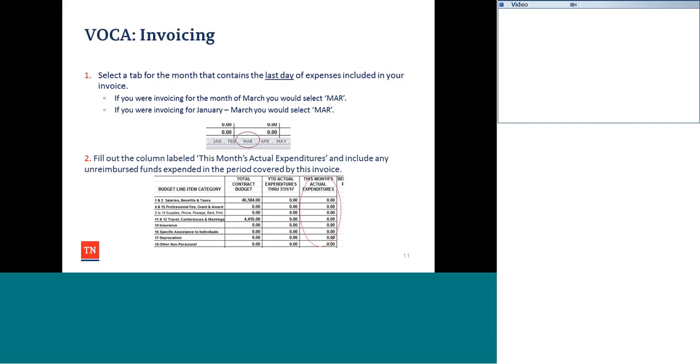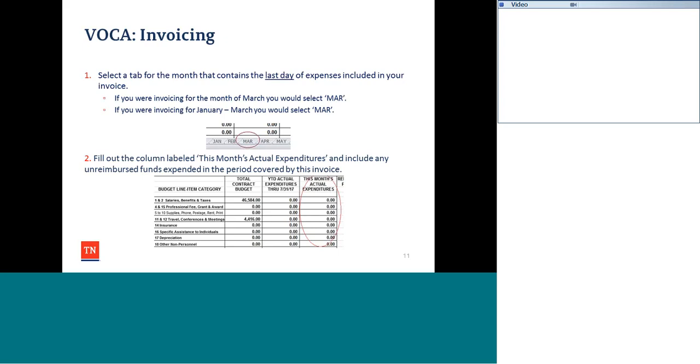So to submit your invoice, you're going to look at the tabs and select the last day of expenses. For example, if you were just invoicing for the month of March, you would look at the tab labeled MAR for March, and that's the one you would select. But if you were invoicing January through March for the quarter, you would still select March.